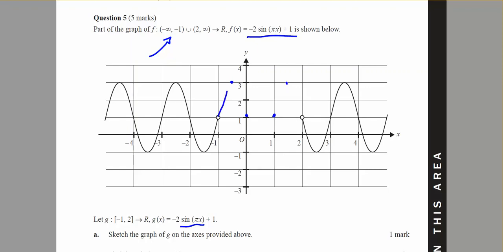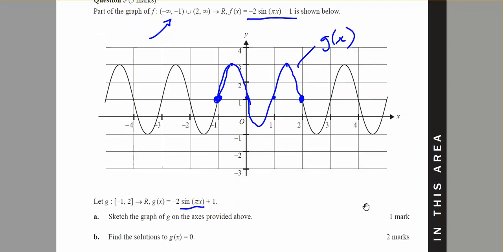I'm going to complete it and we should have a graph. Make sure you get a nice curve happening, and make sure you color in those dots. So this is g of x, where that is f of x. Sketch the graph on the axis provided, beautiful.